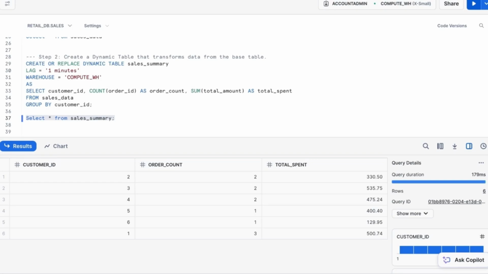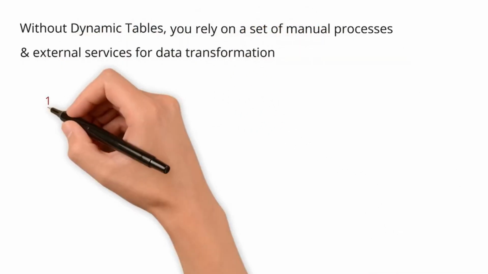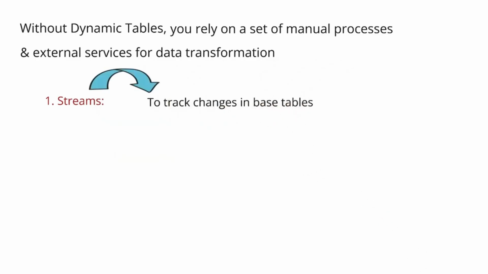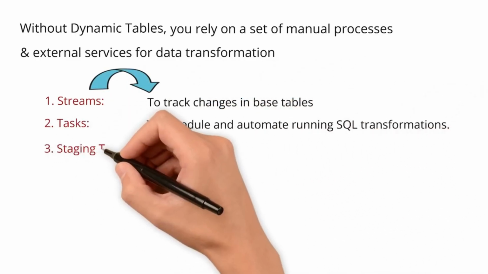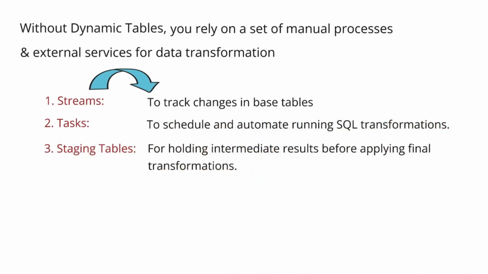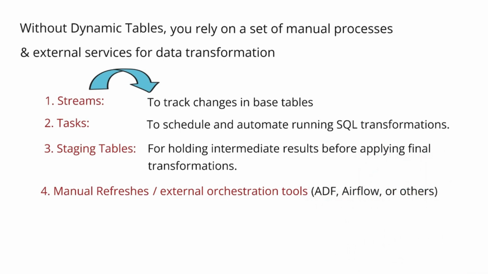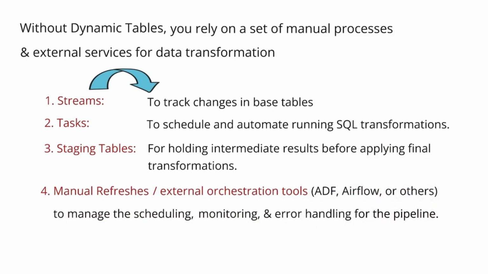tasks and CTAs. Without dynamic tables, you rely on a set of manual processes and external services for data transformation. For example, streams to track the changes in base tables, tasks to schedule and automate running SQL transformations, staging tables for holding intermediate results before applying final transformations, manual refreshes or external orchestration tools like ADF, Airflow, or others to manage the scheduling, monitoring, and error handling for the pipeline.